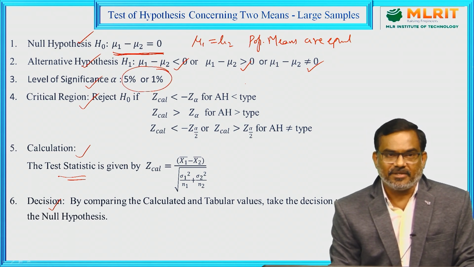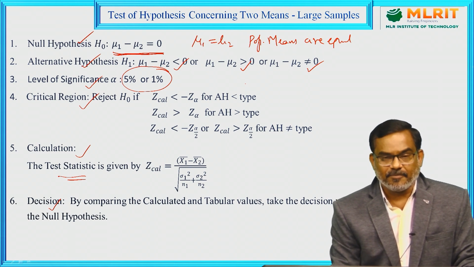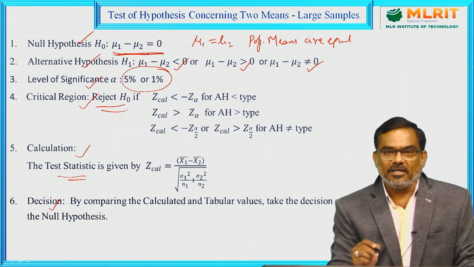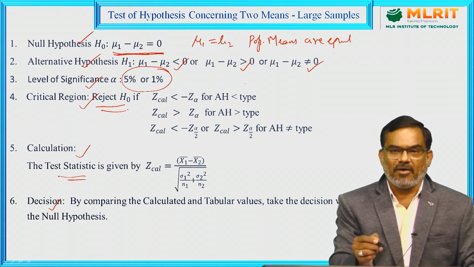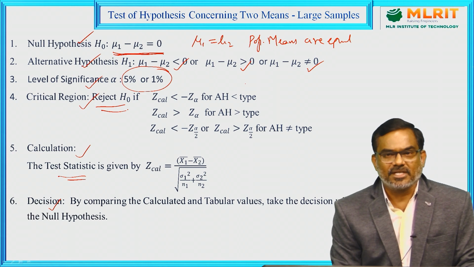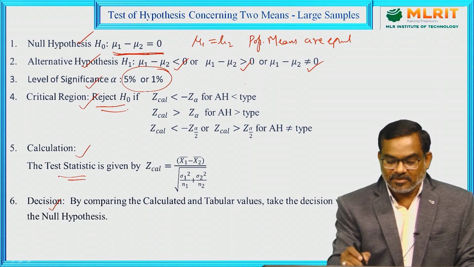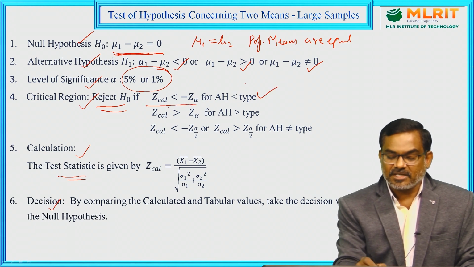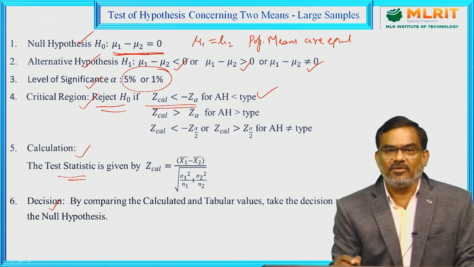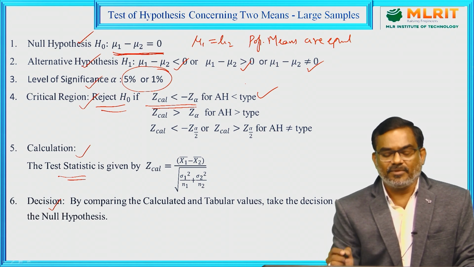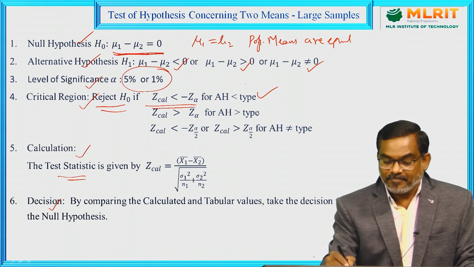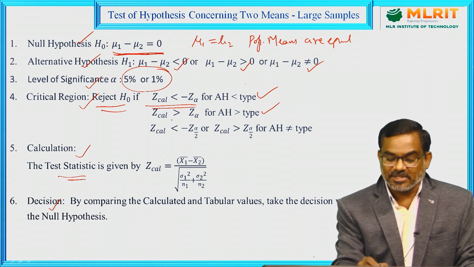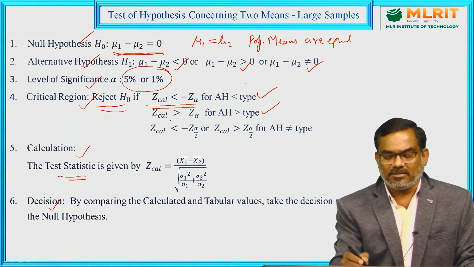Next, coming to critical region. The region in which we reject the null hypothesis is called the critical region, and the conditions are the same as we followed in testing of hypothesis concerning one mean problems. So, if the alternative hypothesis is of less than type, reject the null hypothesis if the calculated value is less than the negative value of the tabular value. Similarly, if the alternative hypothesis is of greater than type, reject the null hypothesis if the calculated value is greater than the tabular value of Z.